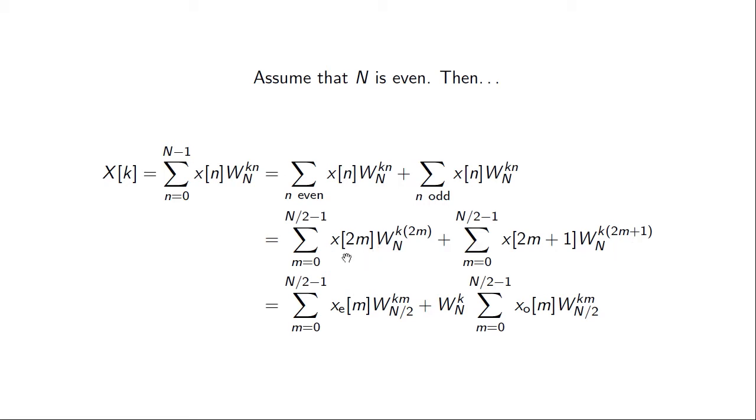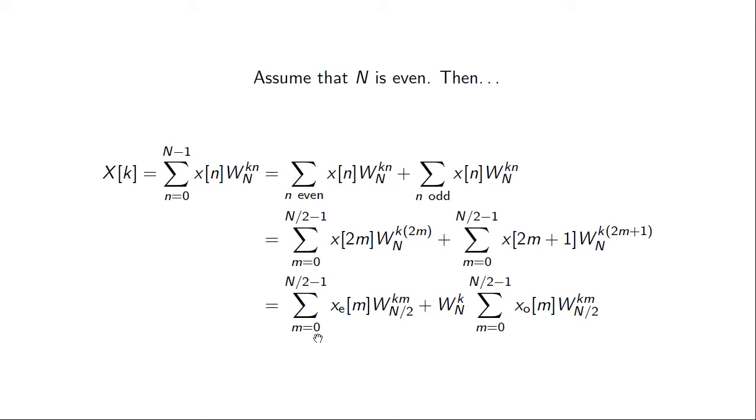If we now introduce the notation, so we give the even terms of the original sequence x a name, xe, and we give the odd terms the name xo, we can write it as follows. So we have the partial sum over the even terms and the partial sum over the odd terms, where we now have extracted the part of the exponential that doesn't explicitly depend on m. And the whole point of doing so is that we can recognize what these two partial sums are.